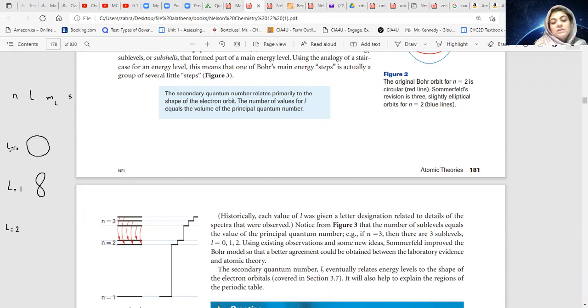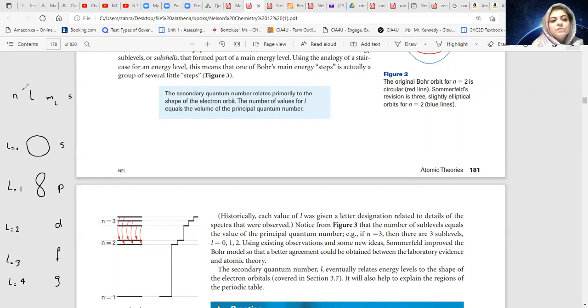If l is 0, we call it an s orbital. If l is 1, we call it a p orbital. If l is 2, we call it d. And so on. The next one is f, and l = 4 is g. Here in the textbook, you just have until g.